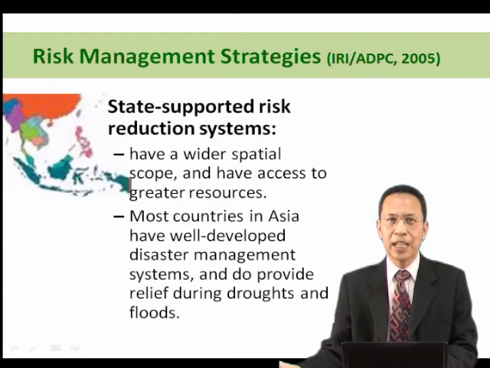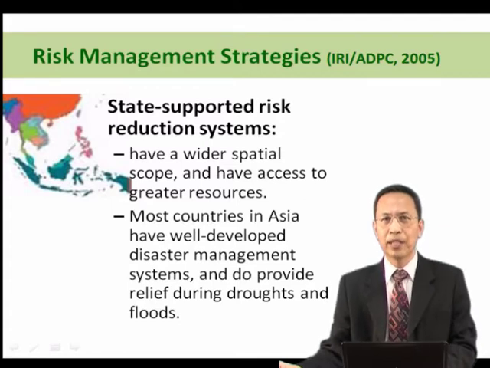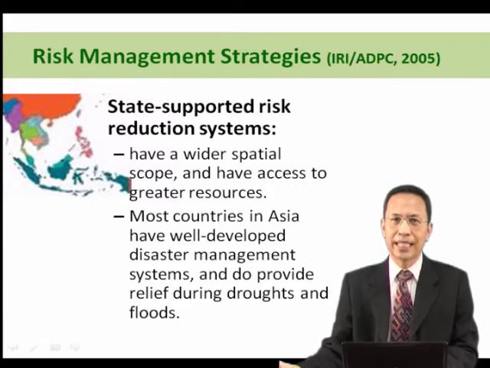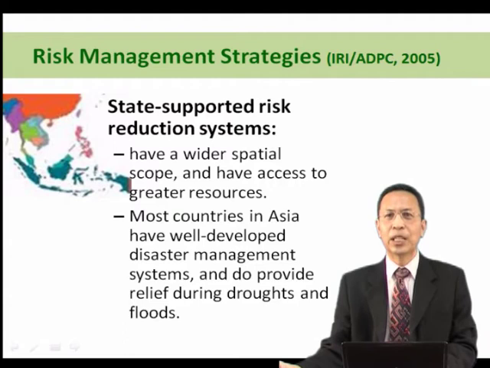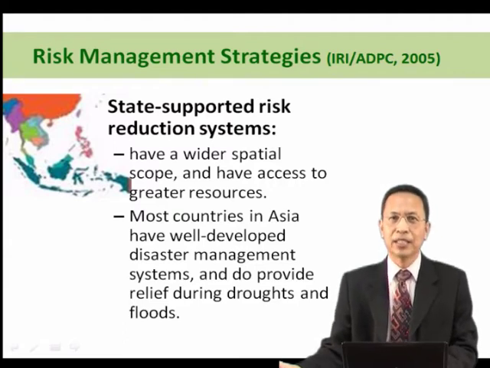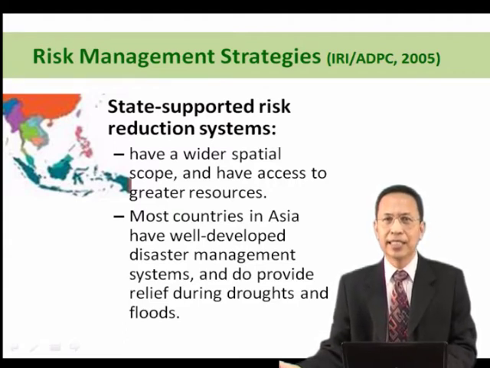And then finally, at the national level, these are state-supported risk reduction systems. They can have wider spatial scope and have access to greater resources. Indeed, most countries in our part of the world have well-developed disaster management systems and do provide relief during drought and floods and other disasters.